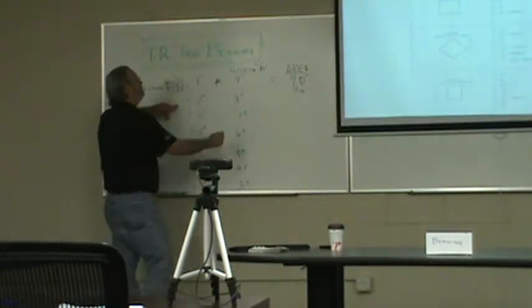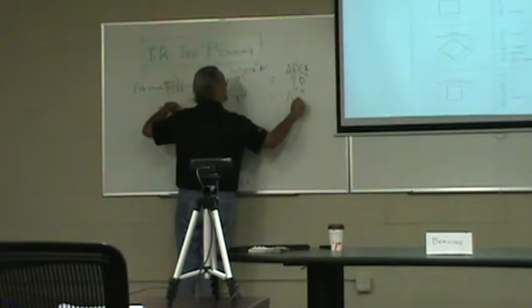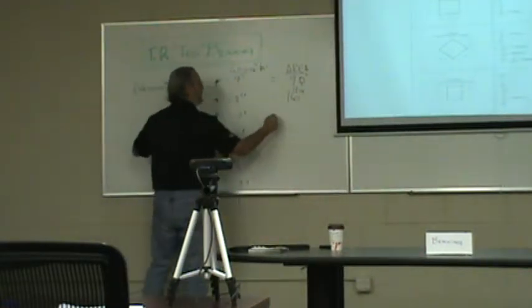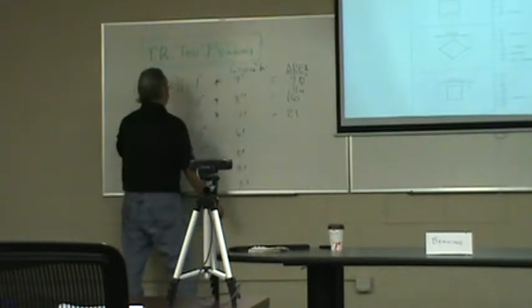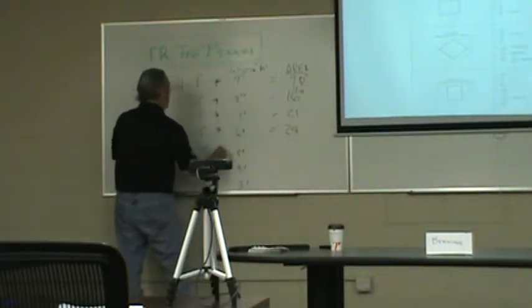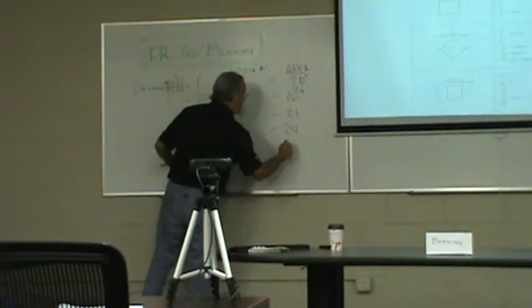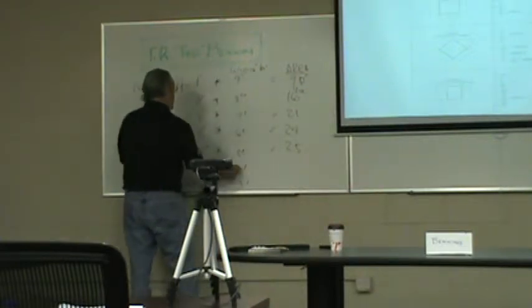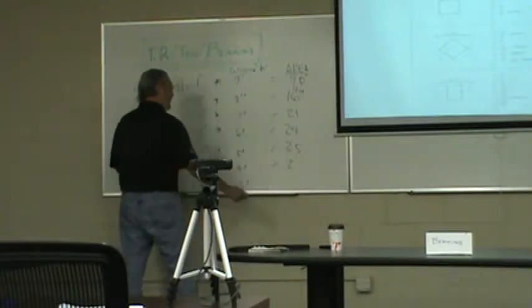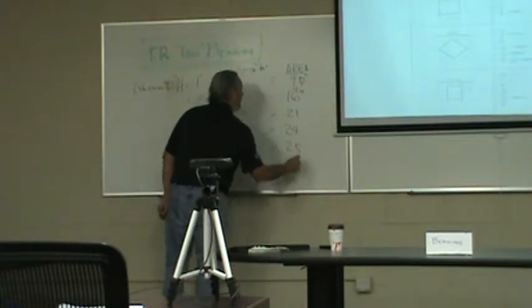What's our next one? 2 times 8 square inches is equal to 16. Third, 3 times 7. Next. 6 times 4. 24. Okay. 7 times 3. 21.